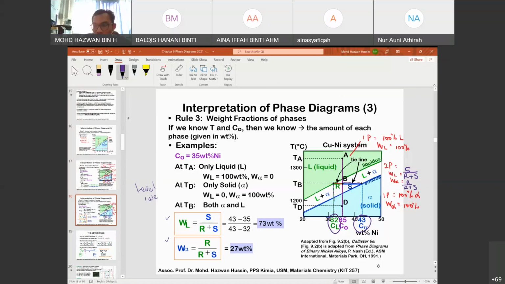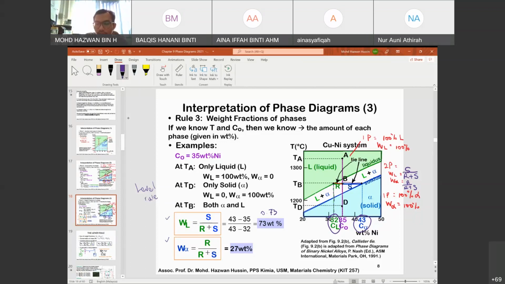So W liquid, or weight fraction of liquid, is S over R plus S. How to calculate the S value? Over here, you already read it as 43. So it will be 43 minus 35 over R plus S. R plus S is actually the total length of R and S. So 43 minus 32. So you get the answer equal to 0.73.